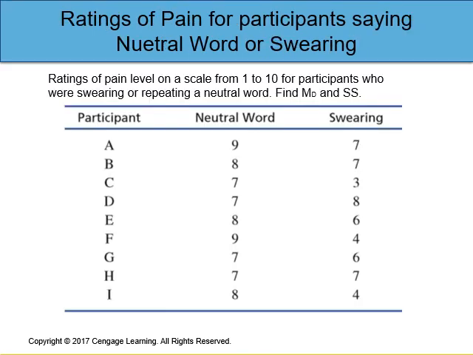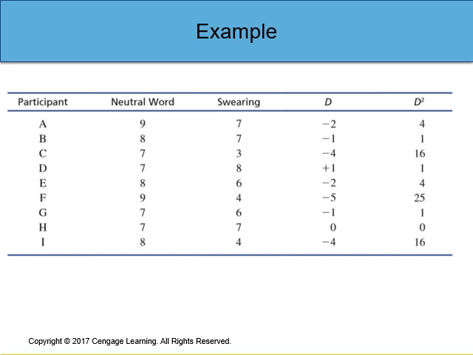Here's another example. Ratings of pain for particular participants saying a neutral word or a swearing word. So these are their pain levels. When they say a neutral word, they give us their pain level. When they say a swear word, they give us their pain level. So we want to know which one's higher or lower. In this case, the researcher thinks swear words are going to be higher, so they do the swear word column minus the neutral word column.